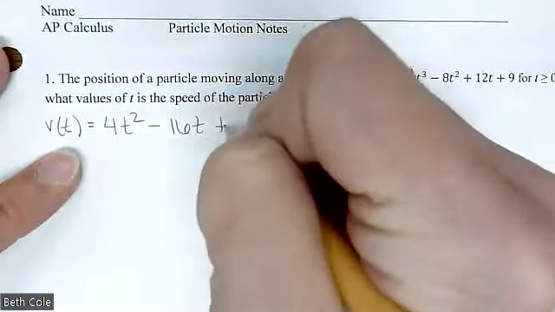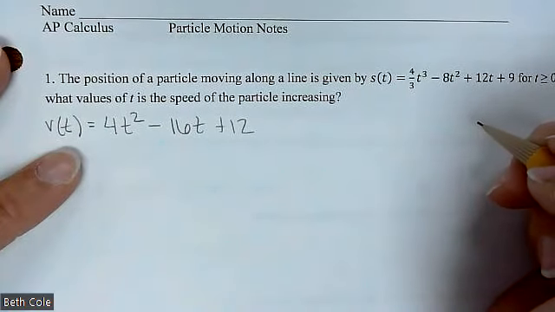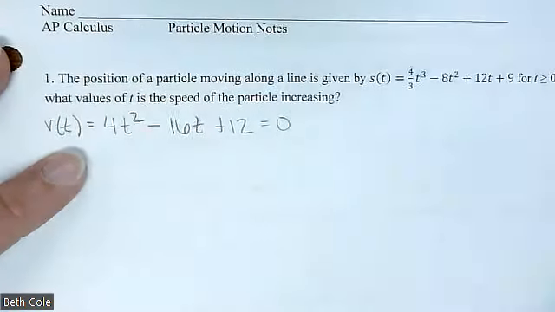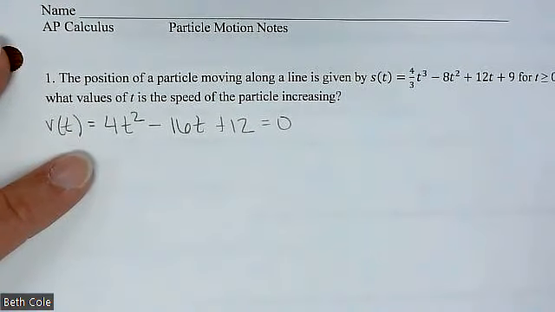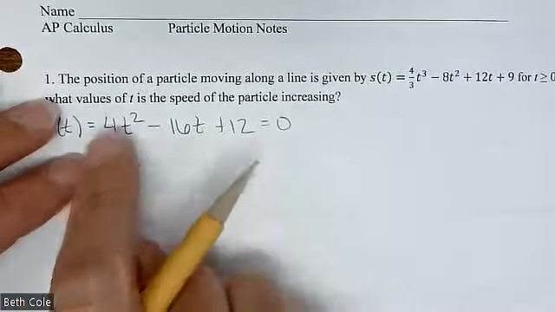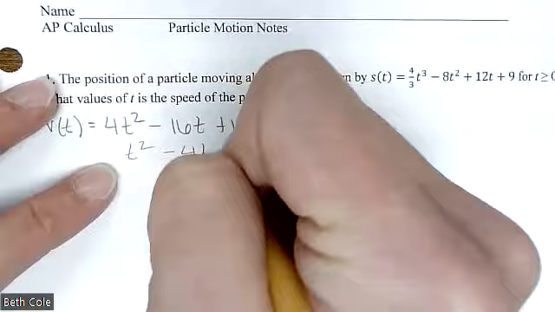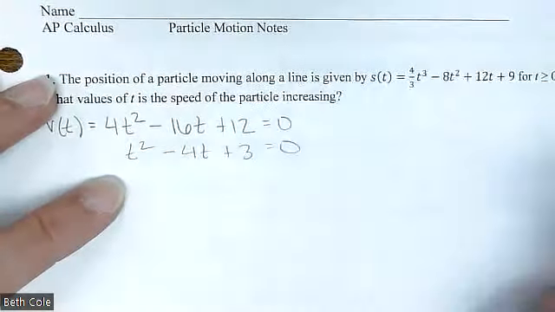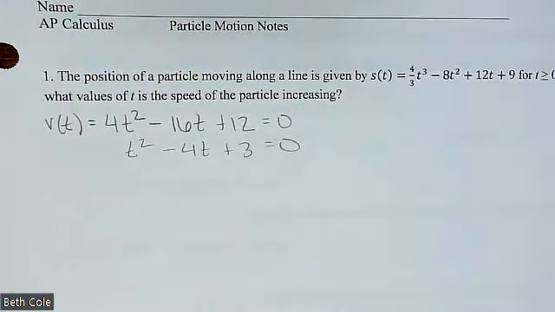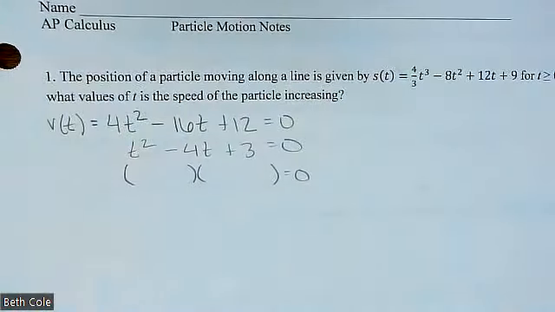16t plus 12. Perfect. Now, if we're going to look at where that's positive and negative, I suggest setting it equal to 0. And then let's factor it and do the algebra and just go ahead and do all that right now. What will these all divide by? 4. So that would give you t squared minus 4t plus 3 equals 0. 0 divided by anything would still just be 0. And then we're going to split that up.